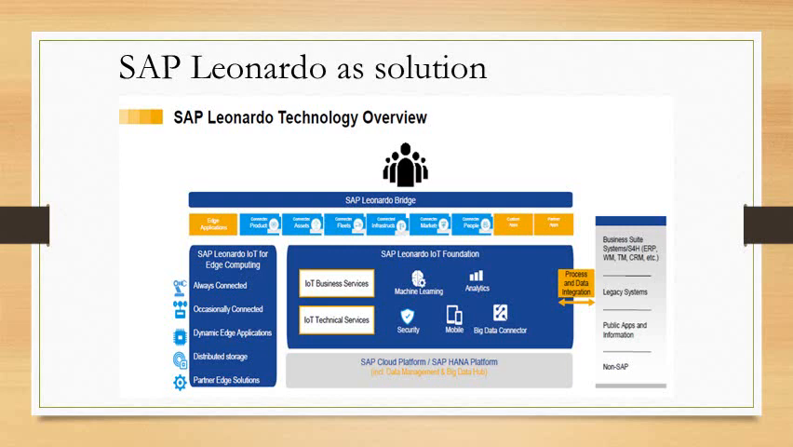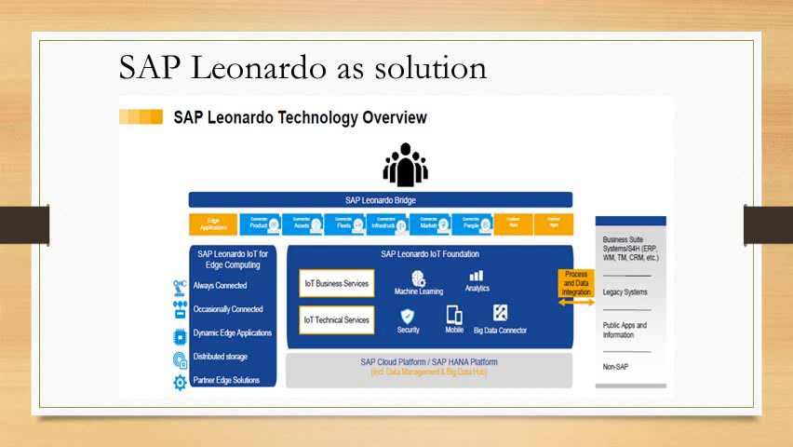So SAP Dynamic Edge Processing enables companies to process much of their IoT data locally. This is the SAP Edge, and it provides different ways of communication: always connected, occasionally connected, dynamic edge application, distributed edge connect, and partner edge solutions.